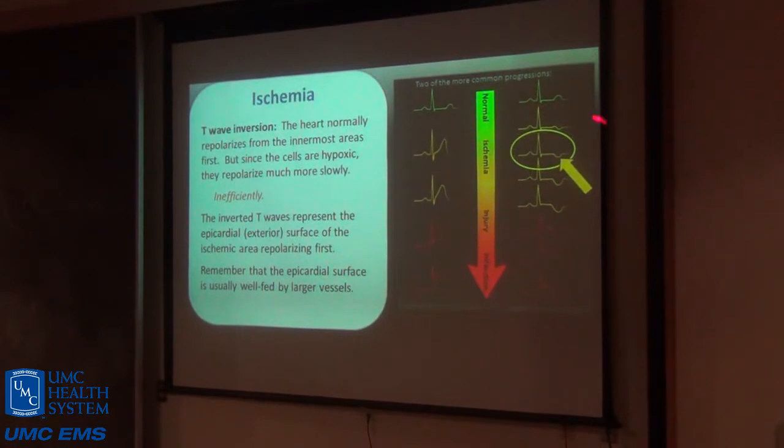On the reverse side, this is going to be my ST depression. This is going to be insufficiency of my repolarization at this point. And this is going to be mainly on the exterior portion of the muscle. So this is where I'm going to start seeing my ST depression.